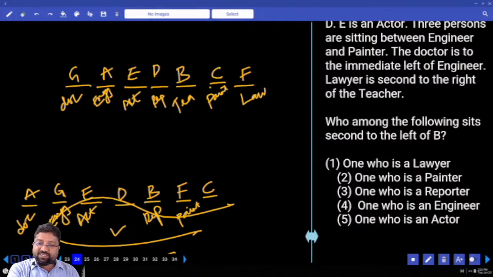Who among the following sits second to the left of B? Who is sitting second to the left of B? E.